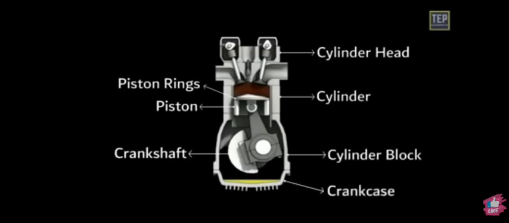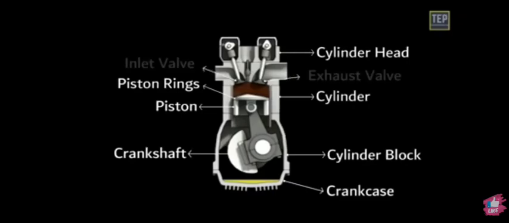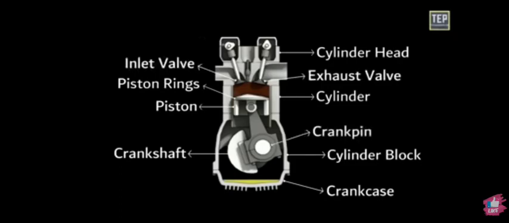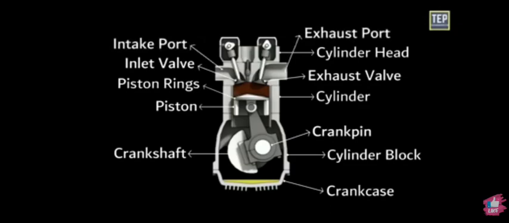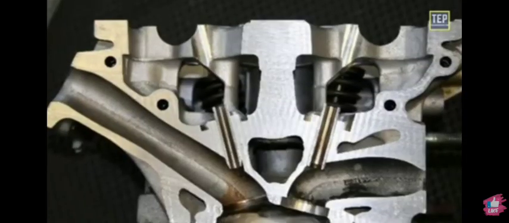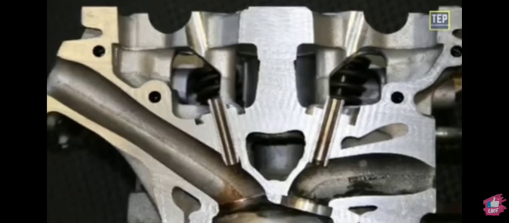Crankcase. This is the main housing at the bottom of the engine, providing support for the cylinder and crankshaft bearings. Valves. The engine valve's primary function is to allow air into and out of the cylinder. Crank pin connects the crankshaft to the connecting rod for each cylinder. Intake and exhaust ports. These ports are passages cast in the cylinder head, leading from the manifolds to the respective valves.